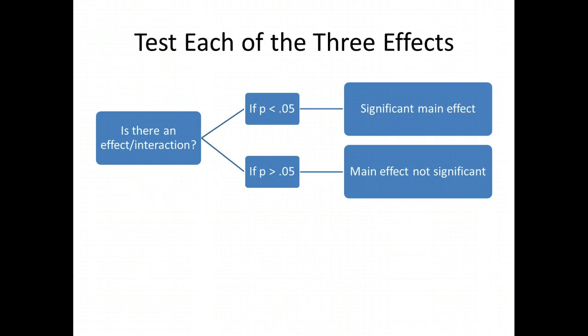For any of those effects, whether it's a main effect or an interaction, if p is less than 0.05, the test tells you that whatever it is is significant. So there's a significant main effect or a significant interaction, whatever you're looking at. And if p is greater than 0.05, that means there's no significant main effect or no significant interaction. Now remember, there are 3 tests you're doing, and what you learn about one test has nothing to do with what you might find out about any of the other tests. Those 3 tests are completely independent of each other.